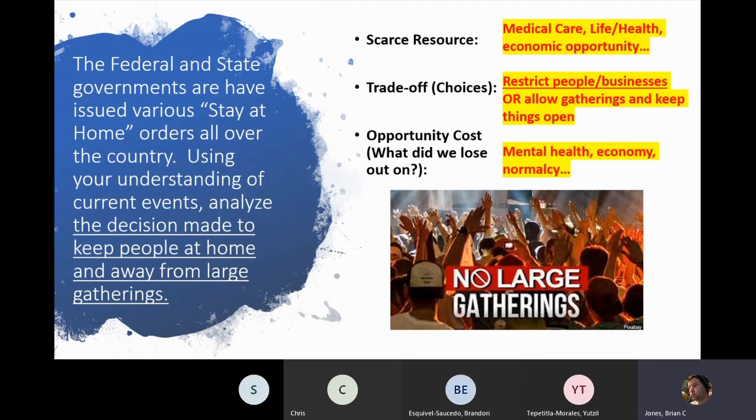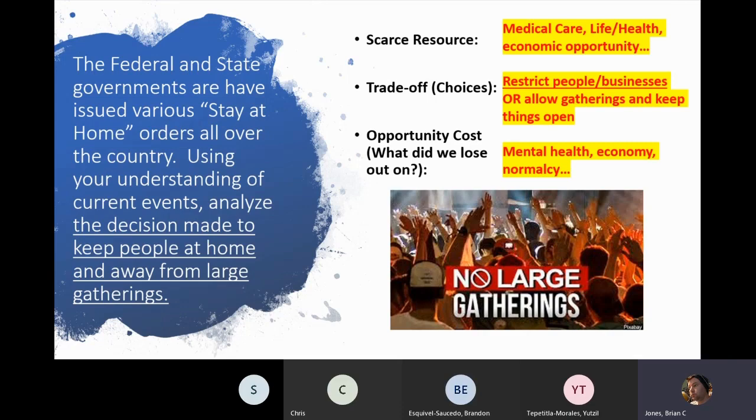So as we know, the federal and state governments have issued various stay-at-home orders all over the country. Using your understanding of current events, analyze the decision made to keep people at home and away from large gatherings. So this might be tricky. What is the reason behind telling us to stay home? Is there a scarce resource? What is scarce in these situations where they're making the choice that we want everyone to stay home? What do y'all think? Share, what do you guys know about the situation?